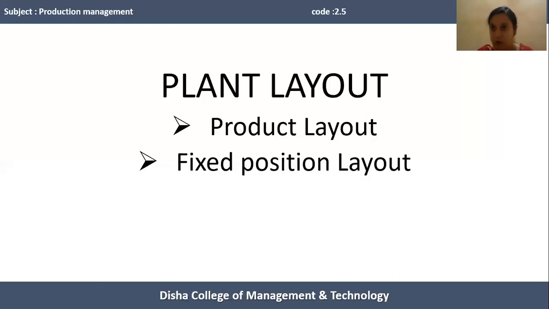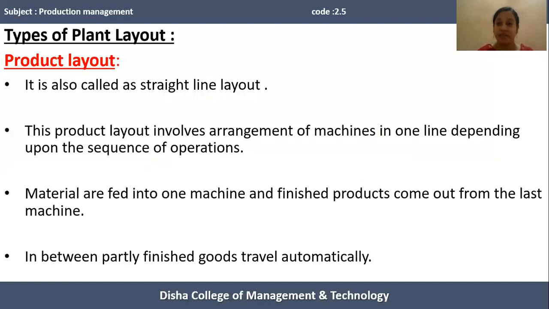In process layout, the manufacturer or the production manager first has to locate different departments, and after that he has to install similar type of machine in a particular department, and after that the product is to move from one department to another department for manufacturing. Today I will discuss another two types of plant layout, that is product layout and fixed position layout. So you get a clear meaning about process layout. Now I will discuss what is a product layout.